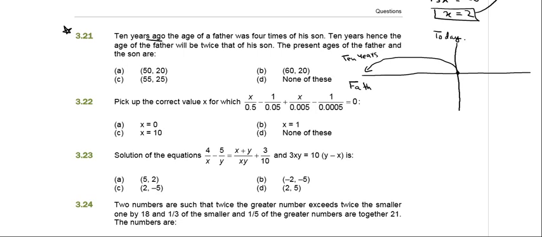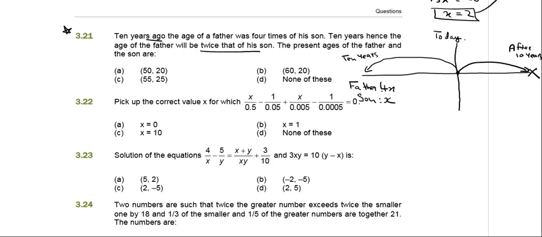Let's say over here the age of son was x, and therefore the age of father will be 4x. 10 years back we know that age of father was 4x and son's age was x. After that it says 10 years hence. 10 years hence means 10 years after today. So it says 10 years hence, or 10 years after today, the age of the father will be twice that of his son.